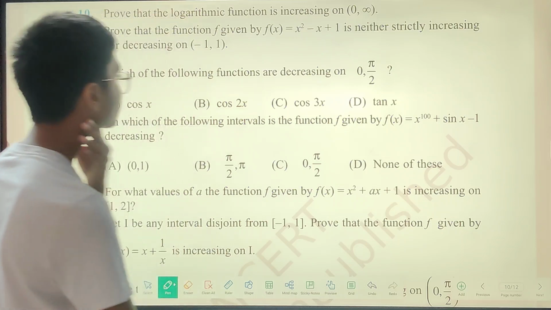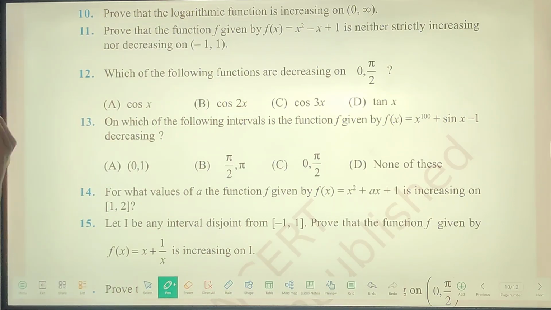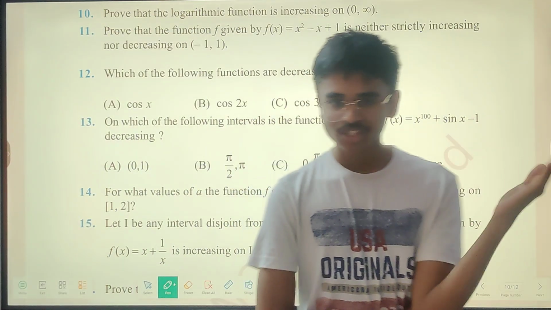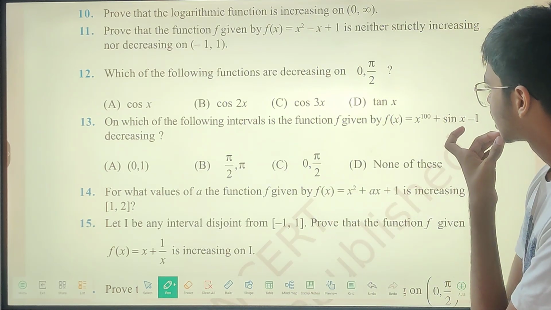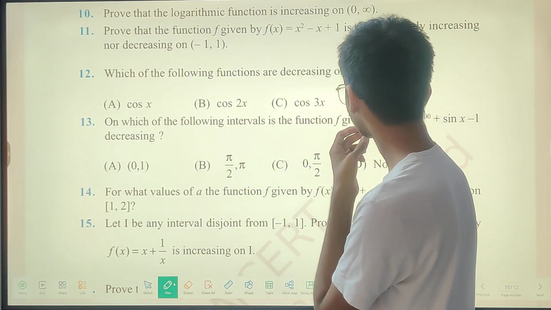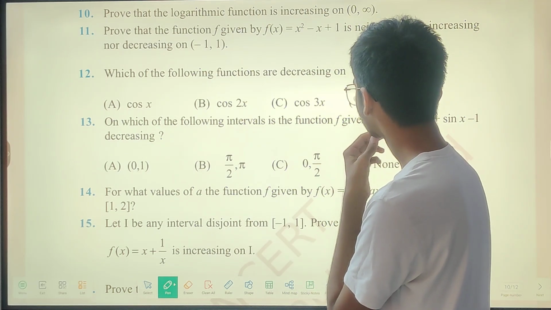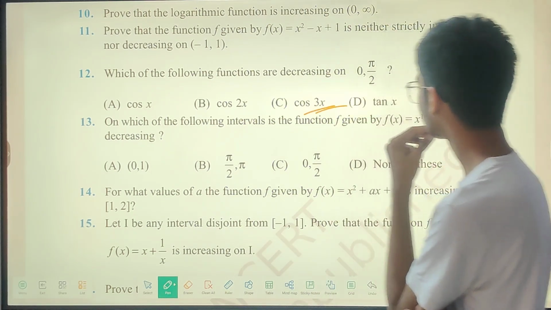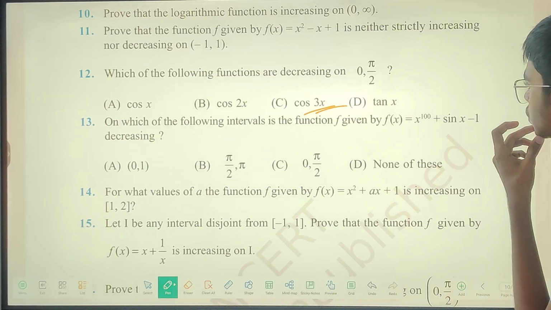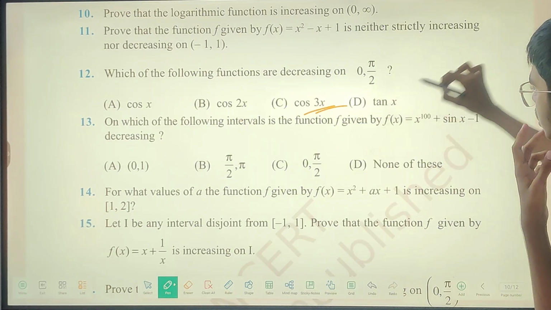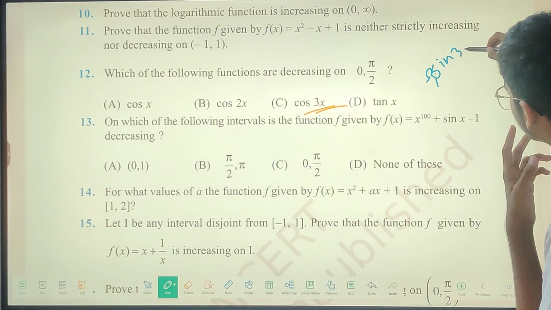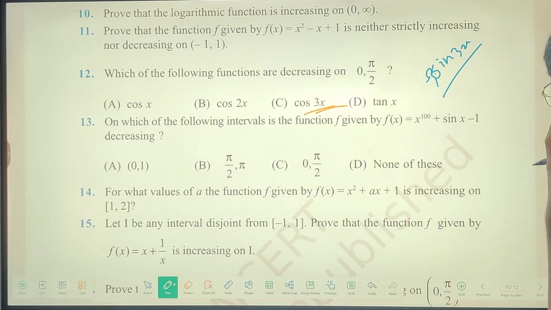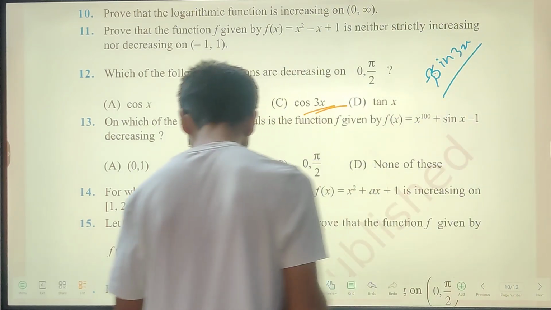Then, which of the following are decreasing? Very simple, you can just differentiate and look at that. So the answer is... because see, what is the differentiation of cos 3x? It's going to be minus 3 into sine 3x, and sine is positive here. So option C is the answer, I think, but it's all mental calculation.